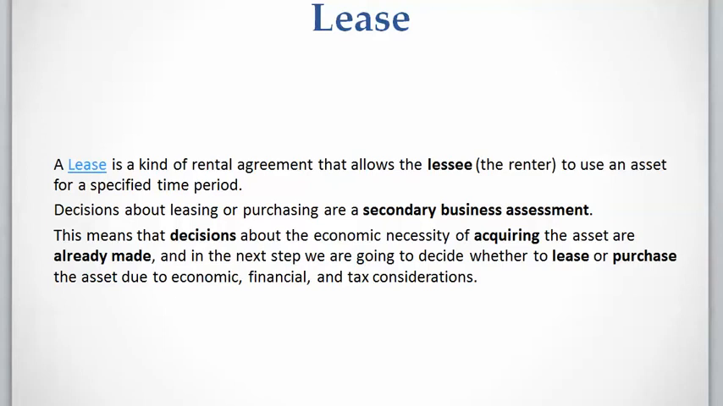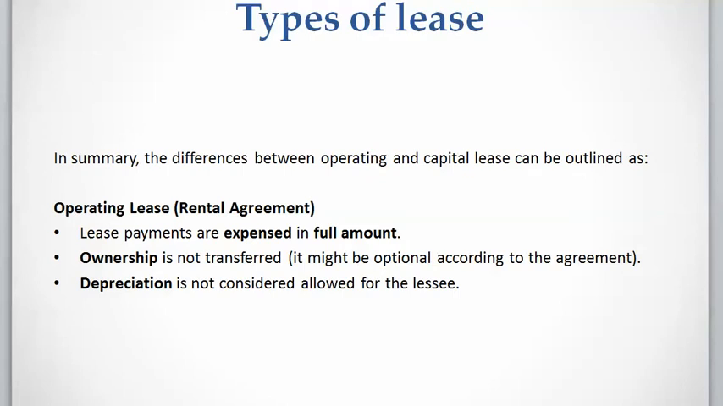So lease is an agreement between lessee and lessor. Lessee is the person who uses the property. Lessor is the person who gives the property to the lessee to be used by the lessee. In the previous video, I explained that there are two main types of lease, operating lease and capital lease.